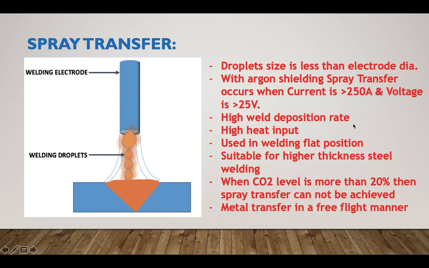High welding deposition rate is there. It is a high heat input process used in welding in flat position, suitable for higher thickness steel welding. When CO2 level is more than 20%, then spray transfer cannot be achieved. Metal transfer is in a free flight manner. So there are two conditions as I told you earlier. We need current value more than 250 ampere and voltage value more than 25 volt, and CO2 level should not exceed 20% for the spray transfer to occur.